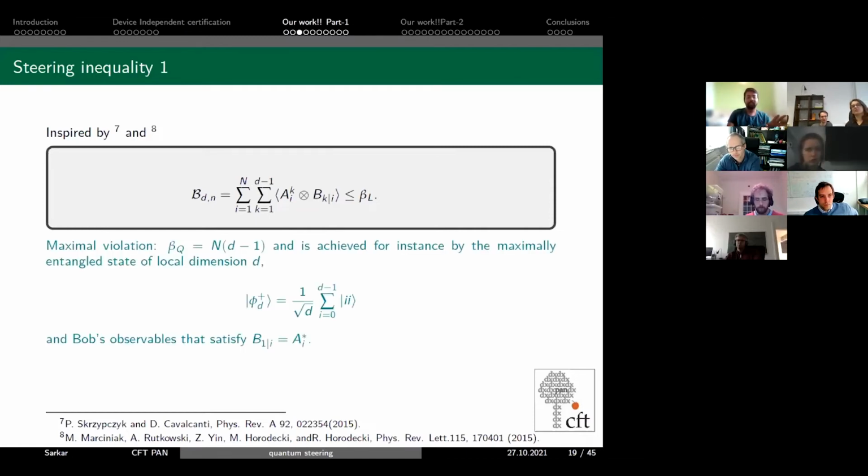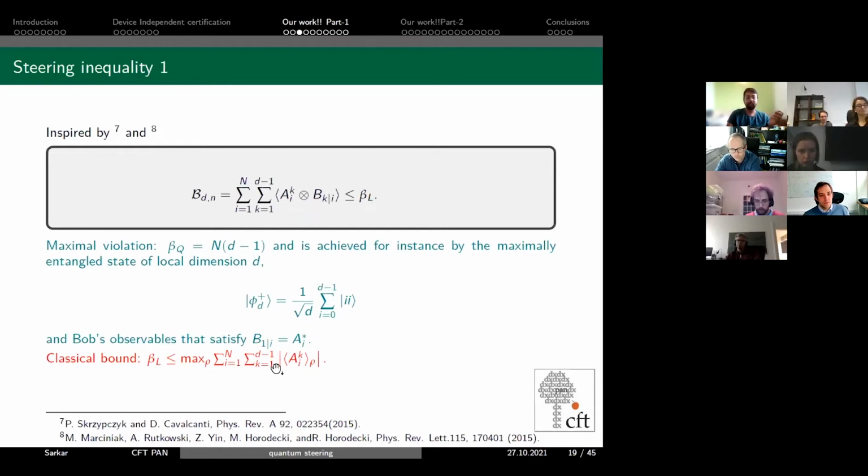So the maximum violation of this inequality is n times d minus 1, and is achieved, for instance, by the maximally entangled state. And if Bob's measurements are chosen like I star, then you can achieve this maximum bound of nd minus 1.